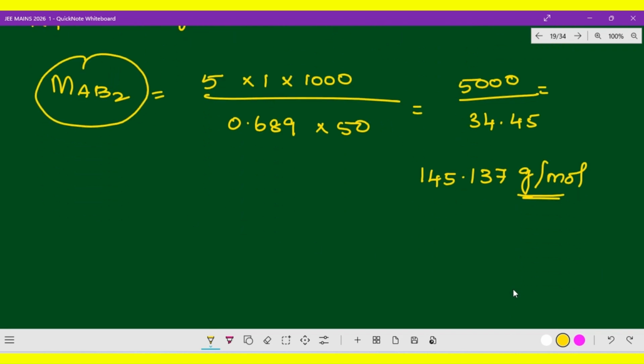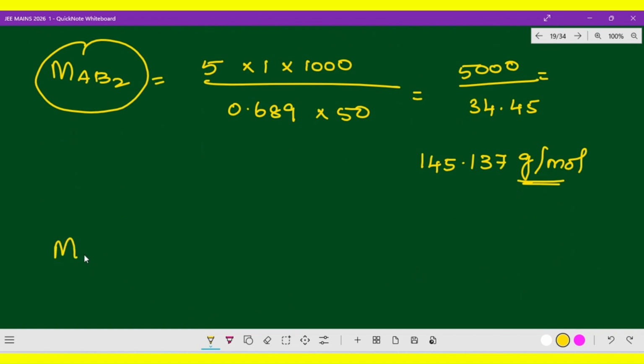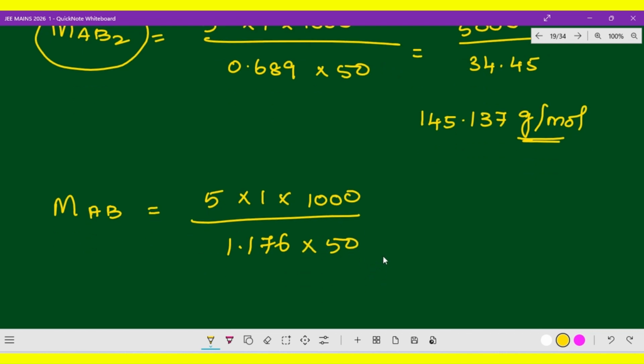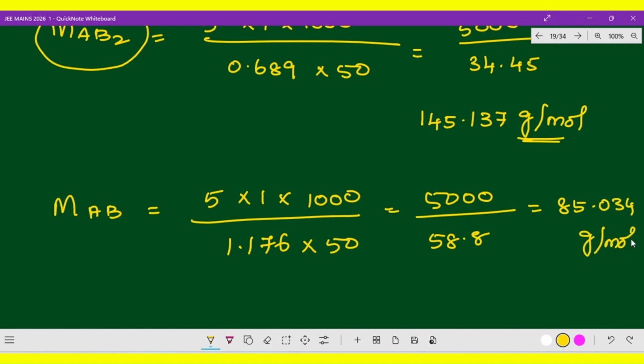Okay, now let us go for this point also, AB. Molar mass of AB, what is it? The same idea. Kf is 5 only. So 5 into 1 gram into 1000 divided by 1.176, the data I provided, and the same solvent, right? So 50 gram. Okay, so the same idea here: 5000 divided by, when you calculate these two, 58.8. Please calculate it. So you will get around 85.034 gram per mole. Right.